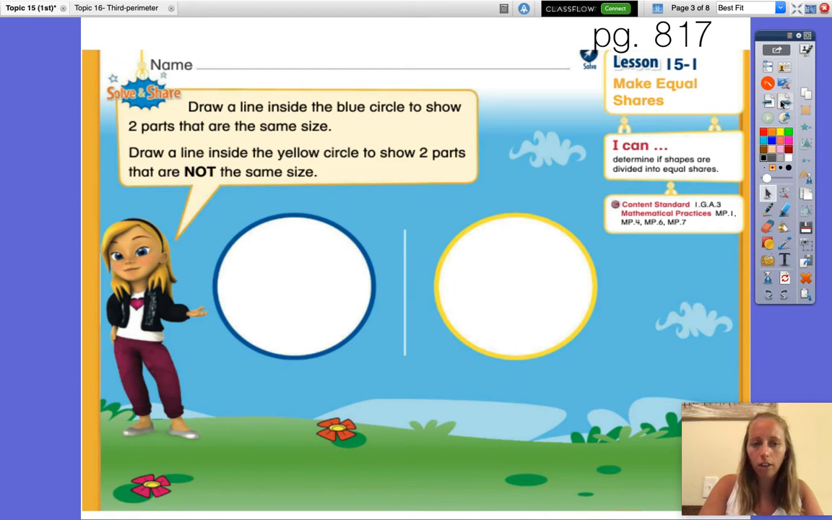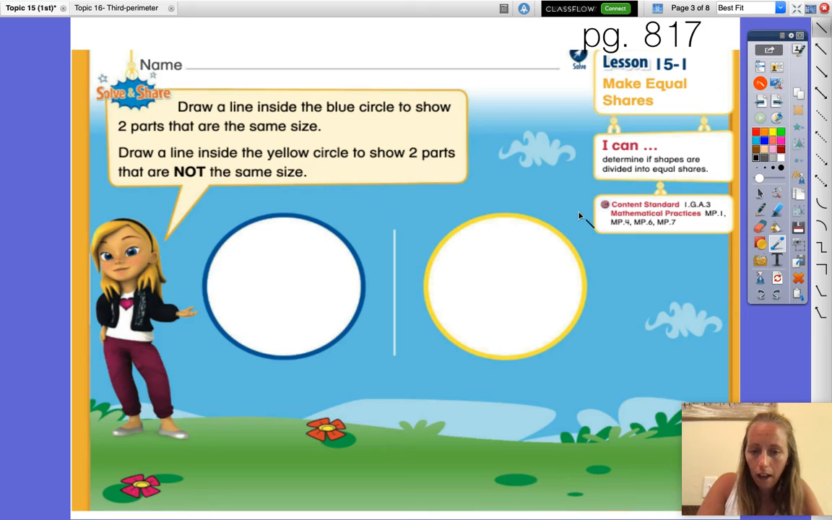So for our solve and share on page 817, it says, draw a line inside the blue circle to show 2 parts that are the same size. Then it says, draw a line inside the yellow circle to show 2 parts that are not the same size. So I'm going to go into the blue shape and I'm going to draw my line. I want to think of it like a pizza almost. Someone gets half of the pizza and someone gets the other half. Now they are both the same size, right?